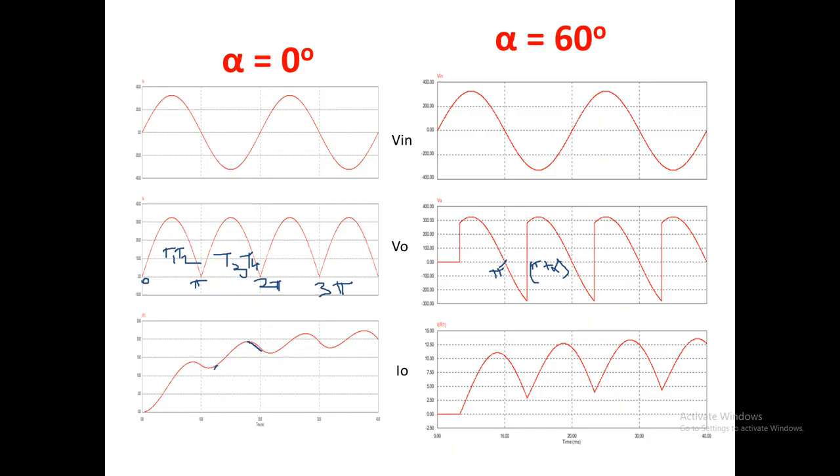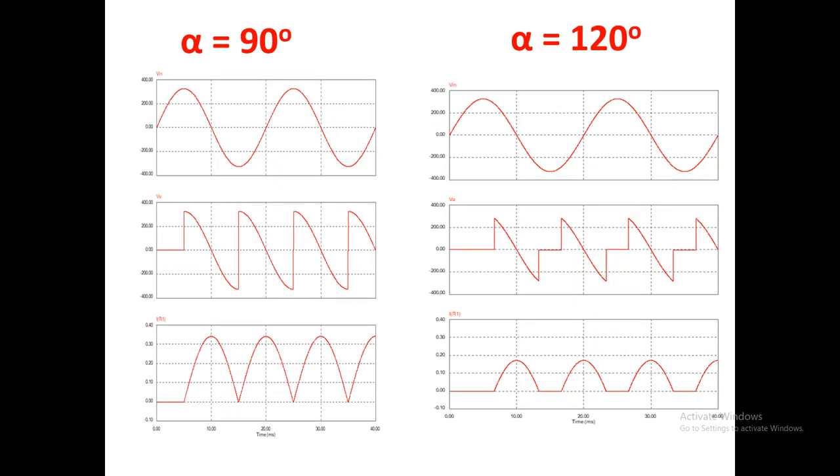For alpha equal to 0 degrees, it will have the maximum magnitude, and for alpha equal to 180 degrees, it will have zero voltage magnitude. So this is alpha equal to 90 degrees. Here the positive and negative values are equal, that is, the positive area of the output voltage and the negative area of the output voltage are equal. So this is your output voltage V naught, this is the input voltage V in, and this is your output current I naught.